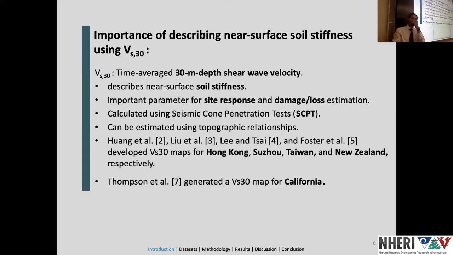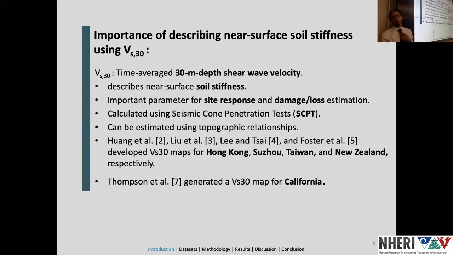An important parameter when trying to estimate site response and the effects of an earthquake on the built environment is Vs30, which is essentially the time-average 30 meter depth shear wave velocity. It is a metric that describes the soil stiffness, and it's an important parameter widely used for site response and damage loss estimation. It can be calculated with in-situ tests such as seismic cone penetration tests, SCPTs, but can also be estimated using topographic-based relationships.